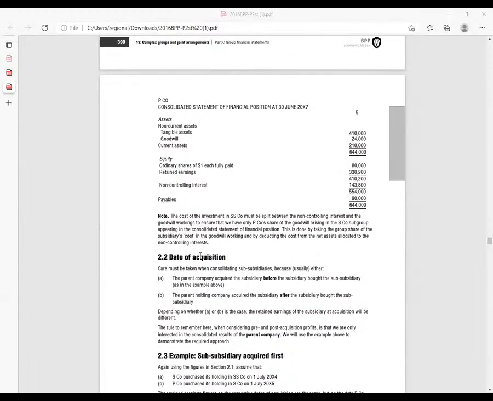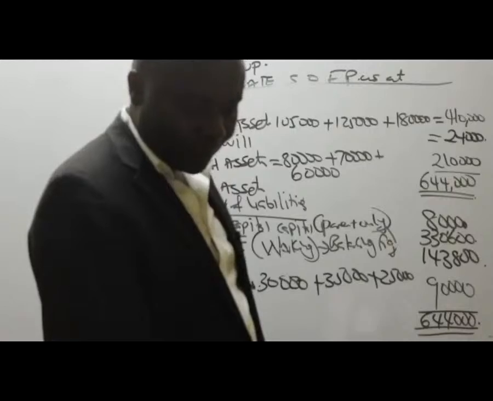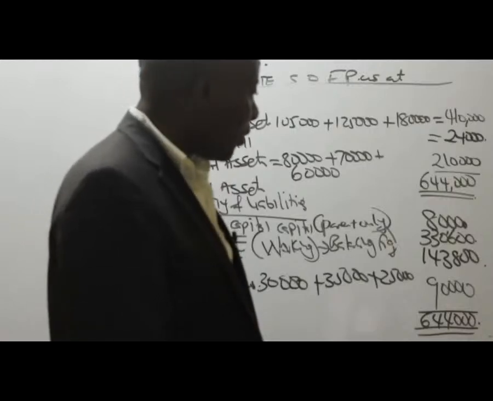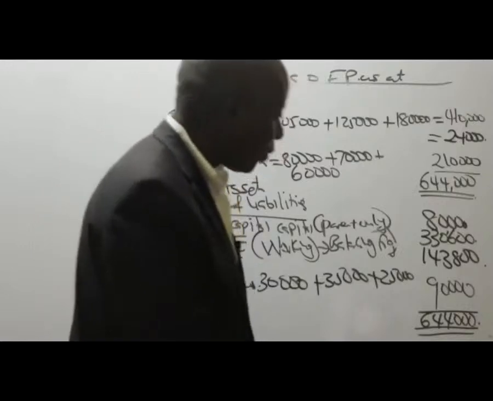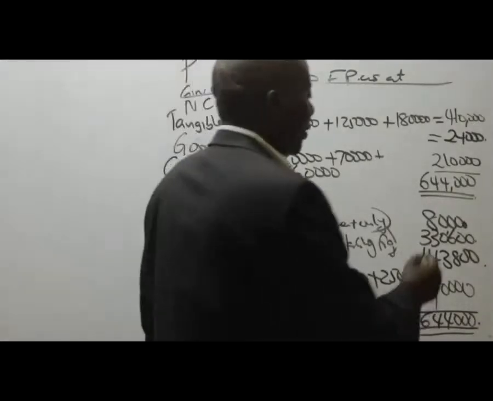Is it 330,600 or 330,200? Because I can see here, retained earnings for year 10 should be 330,200. Is there somewhere we have missed something really? I doubt. Is it 330? Yeah, it's 330,200. Sorry for that. So this should be 330,200.